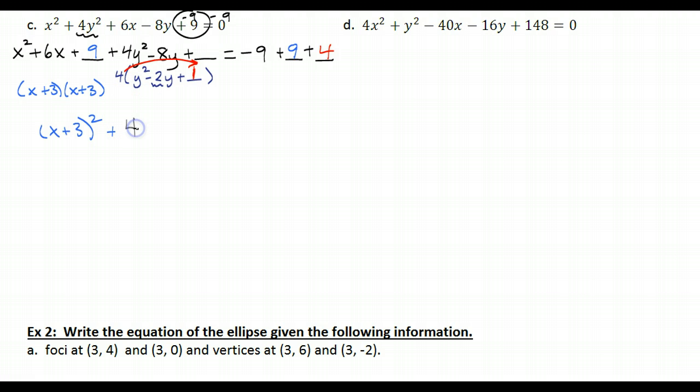So let's see here. The 4 is in front there, and it looks like it's going to be y minus 1, y minus 1. So y minus 1 squared. And on the right side, -9 plus 9 plus 4, that's 4.